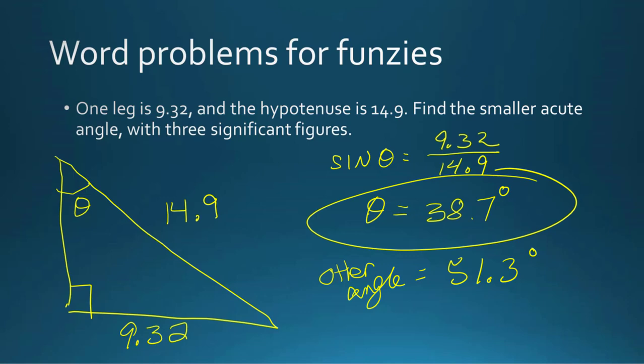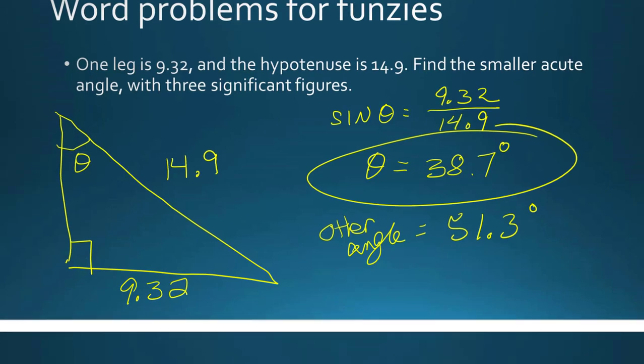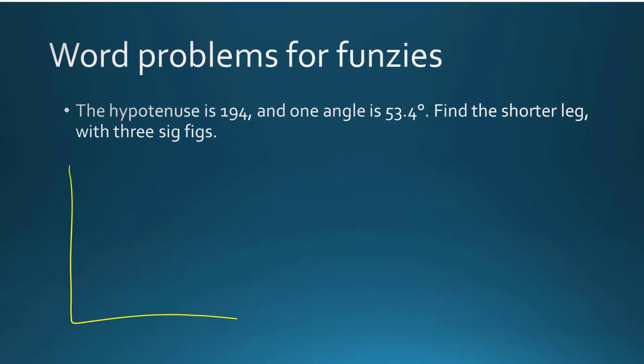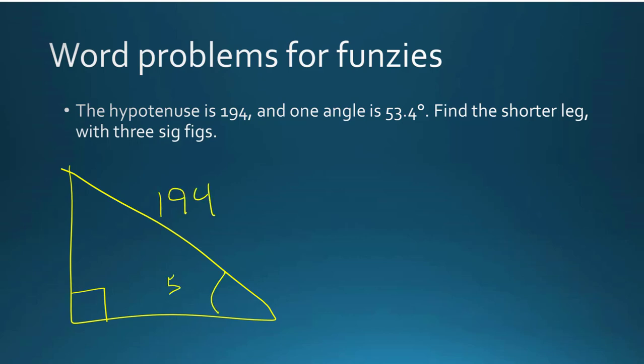Yay, done. Okay, that wasn't too bad because that was kind of like a word problem, but it was just math. Oh, here's another fake word problem. I can do that. Hypotenuse is 194. One angle is 53.4. Find the shorter leg. Oh, okay.